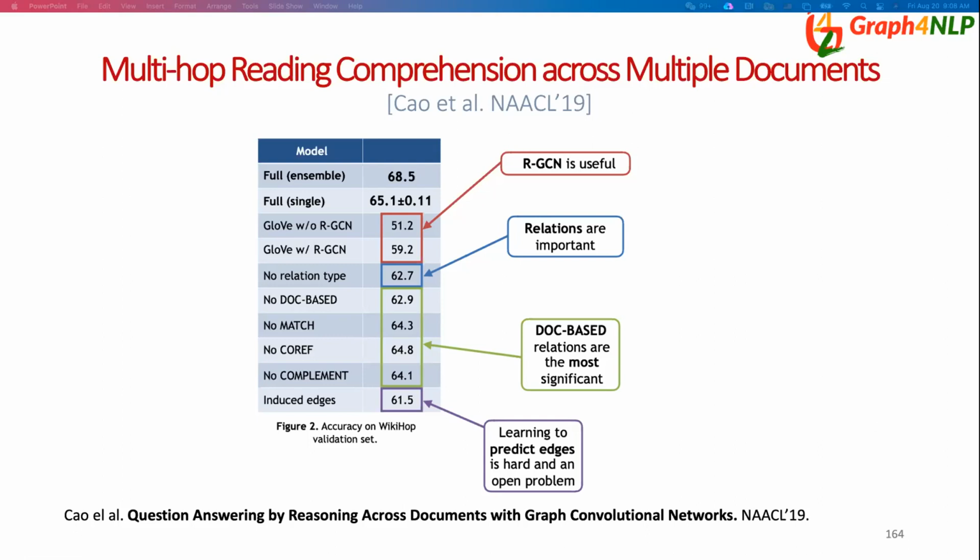And finally, the authors also try to replace the heuristic that creates all these different edges with one that actually predicts those edges. As you can see from the last result, this leads to a significant drop. In fact, it's worse than the baseline that has no graph neural network at all. This suggests this model of induced edges is not working, and really learning how to predict edges is still a very hard and open problem. A lot of people are working on this kind of thing, like predicting edges in a knowledge graph.